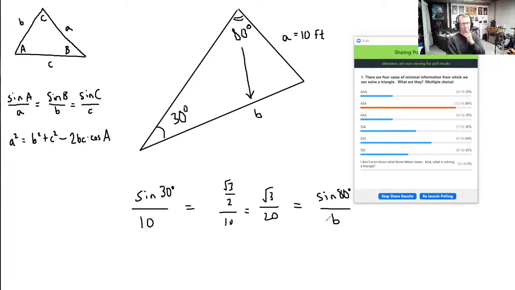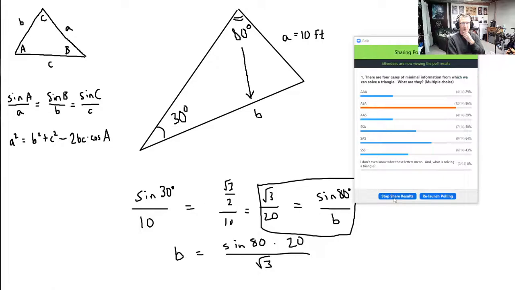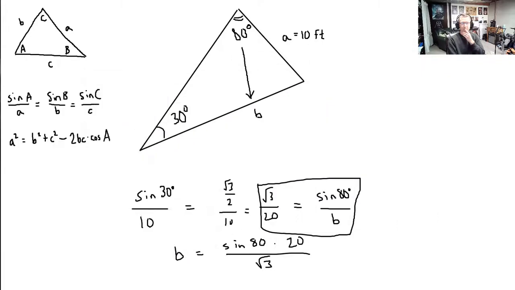Can you solve this? Absolutely, you can solve that. So B equals sine 80 times 20, all divided by root 3. I'm just solving this equation right here. So that's what B is. My calculator's going to tell me what sine 80 is, and I can multiply that by 20, and divide that by root 3 using a calculator as well. For a test, this is all you need to supply. You're not actually going to be evaluating that, so that's perfectly fine there. Okay.